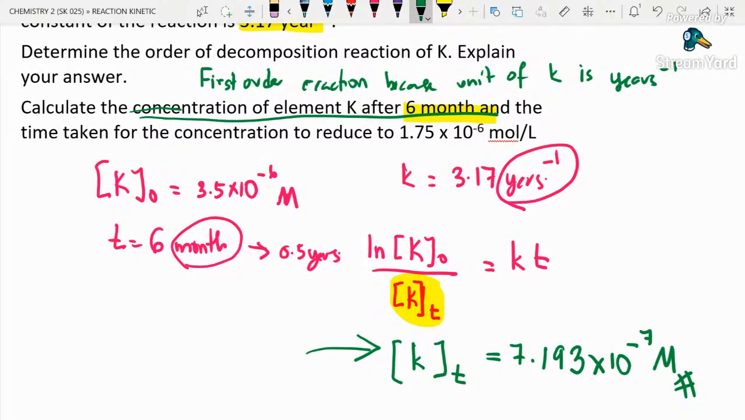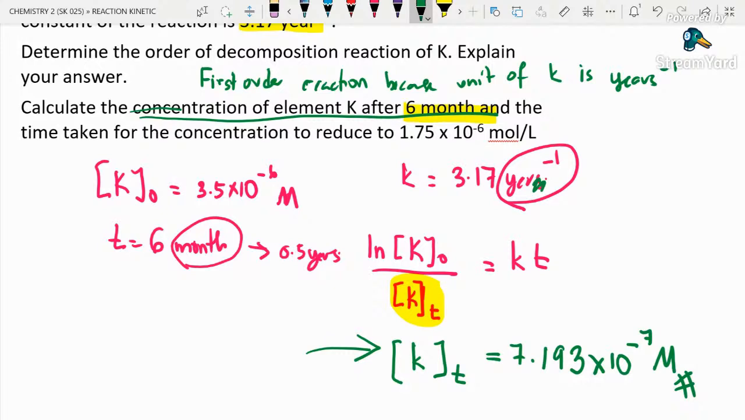Okay, it means calculate the concentration of the element after 6 months, which is the concentration at time T. But because the unit of K is in years, we have to make our T match in years. So I prefer that we change the months to years so that I don't disturb the value of K. Otherwise you would have to change the value of K, which is harder because it is per year. It's better we change the value of T. That's why we get this.